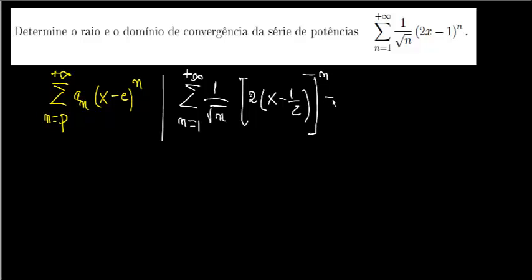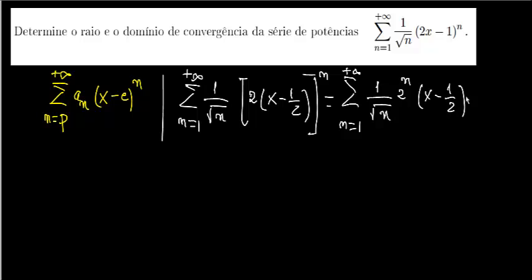And so it is very simple to understand, I think, the sum where n begins at 1 to infinity of 1 over square root of n, 2 to n, x minus 1 over 2 to n. And now it is okay, because, as you can see, I have here my sequence, and the center is, let us say, c equals 1/2.